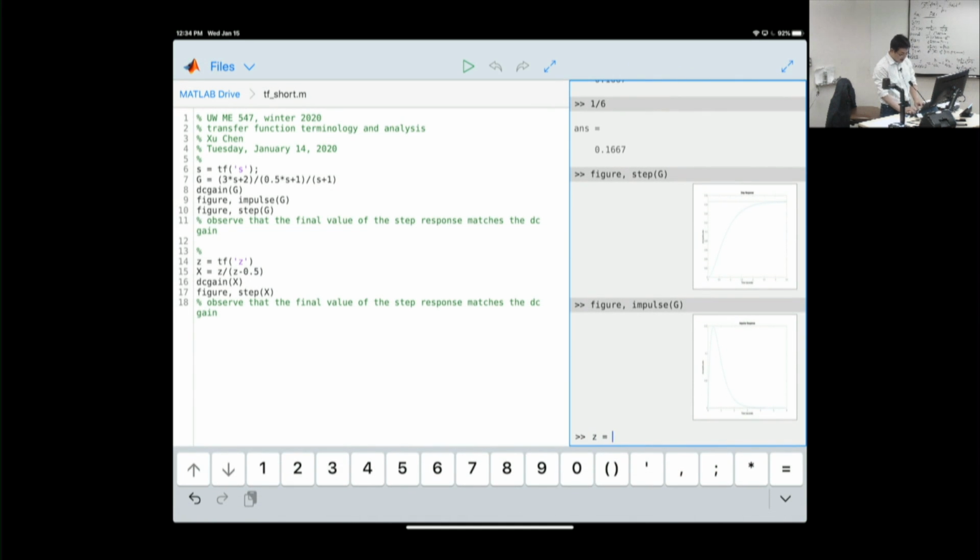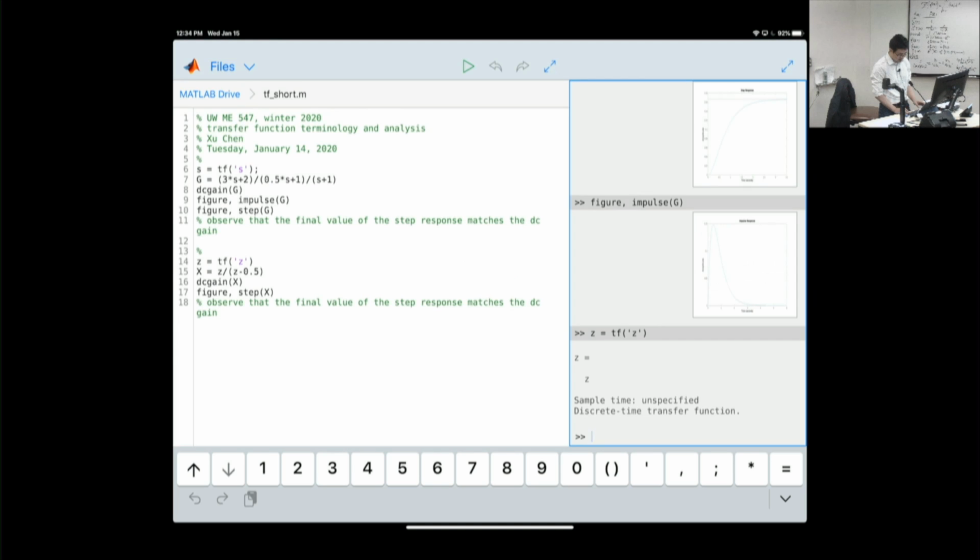So for discrete time, you can do the same thing. You can say D is the discrete time operator. So you know it's a discrete time system. We haven't talked about the sampling time yet. So this is unspecified. If I actually know how fast my discrete time sequence is updated, I can put that to MATLAB.